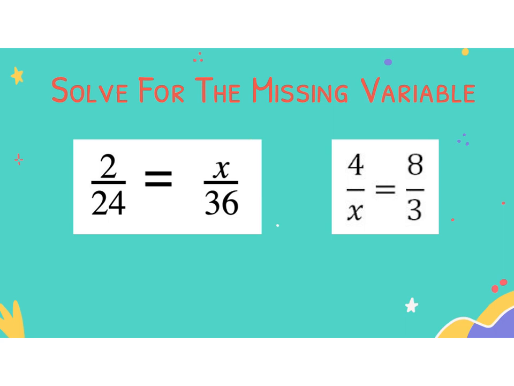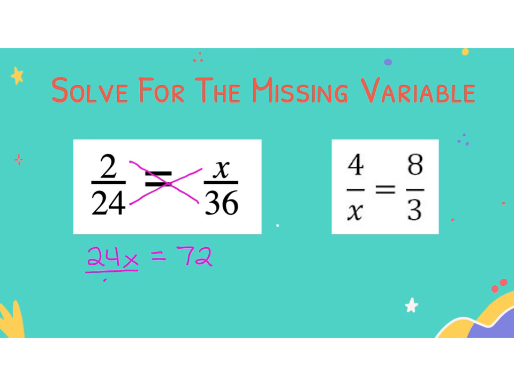In our problem on the left, we see 2 to 24 equals x to 36. I will cross multiply 24 times x equals, and cross multiply 36 times 2, and we get 72 on the right. Now that we've written our equation, we will divide on both sides to get our variable x by itself.